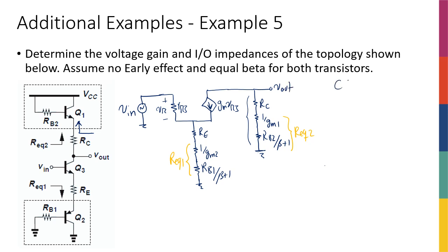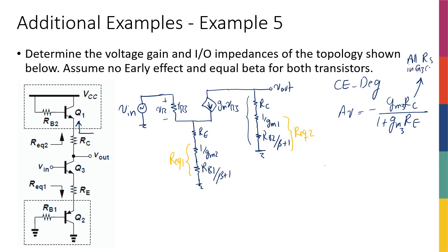Since this is a common emitter with degeneration, I know that the gain is going to be negative GM RC over 1 plus GM RE. Okay, so GM is actually GM3. It's for transistor number 3. RC is all resistors in Q3 collector, and RE is all resistors in Q3's emitter.